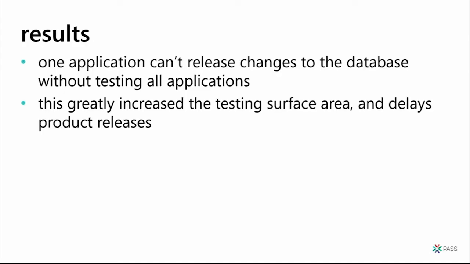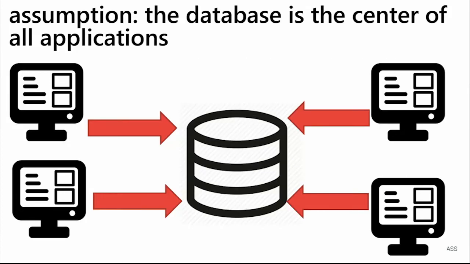But typically, here's the problem with it, okay? And that is that one application can't release changes to the database without testing all of the applications. So in this environment, that means that if the application in the upper left corner needs to make a modification that involves changes to the database, all of the applications need to change with it. And what that does in a modern environment is it greatly increases the testing surface area before we can actually deploy a change to production. And the larger the testing surface area is, the fewer times we'll actually deploy. So that's just an inverse relationship that is a fact. If you have a small testing surface area, you'll deploy more frequently. And if you have a large one, you'll deploy less frequently.